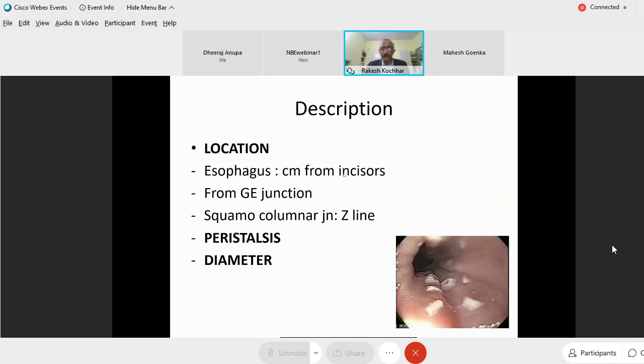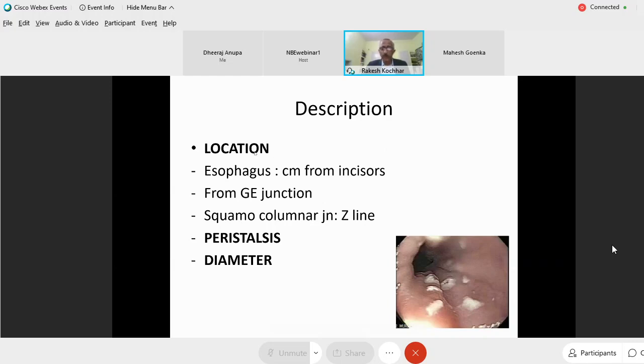So when you do endoscopy, you have to describe the lesion. And that is the starting point. For a newcomer who is doing endoscopy, or the second year of DNB or DM, this remains the most important part of diagnostic endoscopy. How do you describe the lesion?